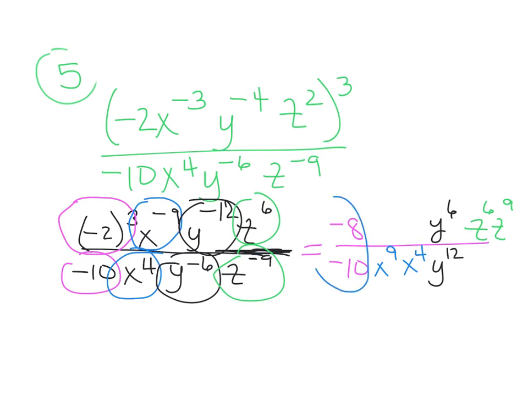So if I look at my coefficient first, negative 8 over negative 10, 2 negatives make a positive. I can take a 2 out of each of those, and that gives me 4/5. Okay, if I look at my x's, they're all on the bottom, so I can't play the game. I just put them together, x to the 13th.